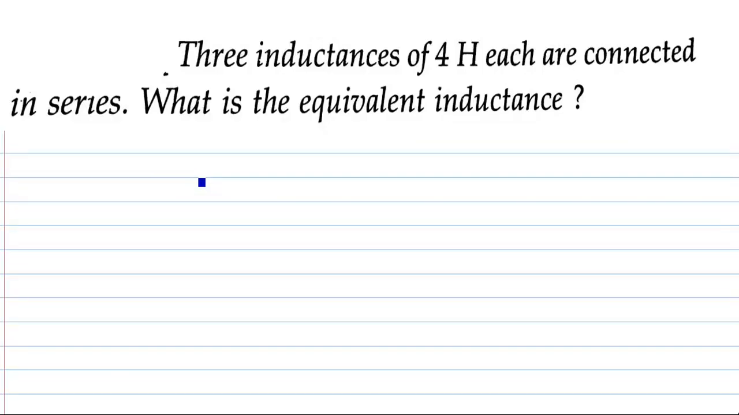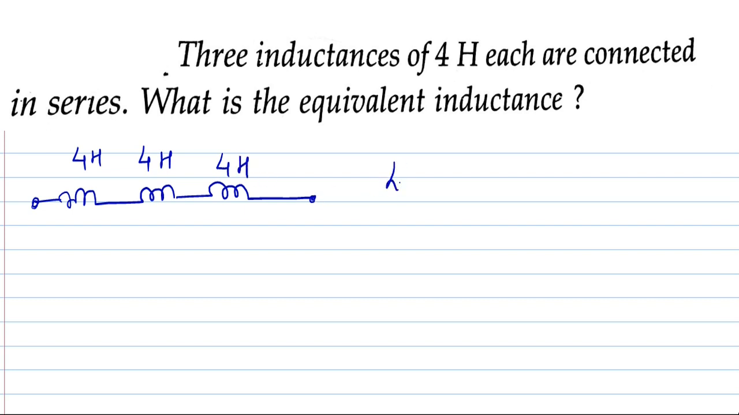So the first question says that three inductances of 4 Henry each are connected in series. What is the equivalent inductance? We can draw the figure in this manner. Here three inductances are connected in series, and the inductance value of all of them is 4 Henry. So L equivalent will be, as we know that when inductances are connected in series, the inductance values will be added. So 4 plus 4 plus 4 equals 12 Henry.